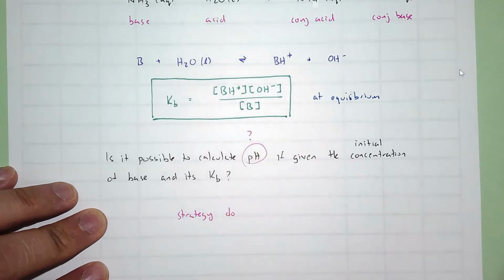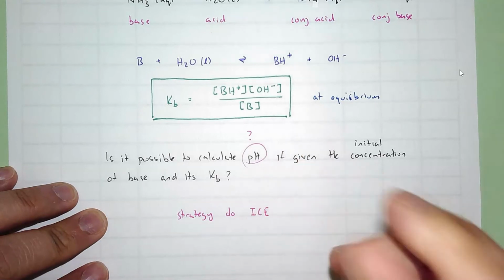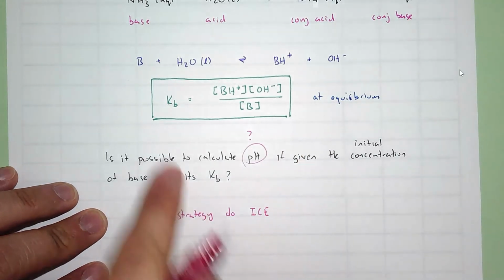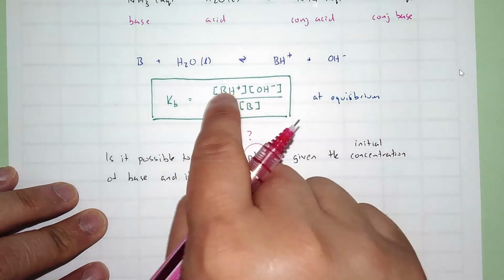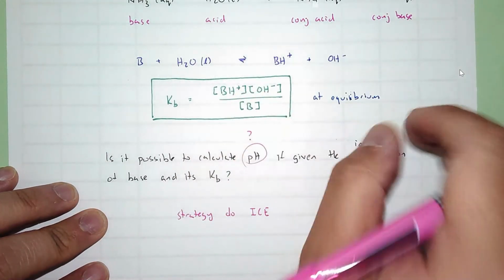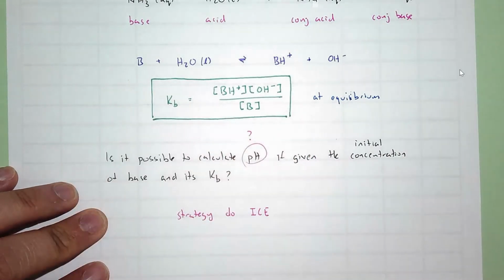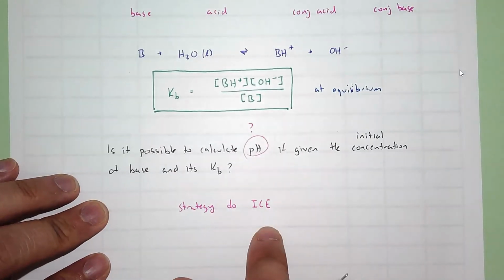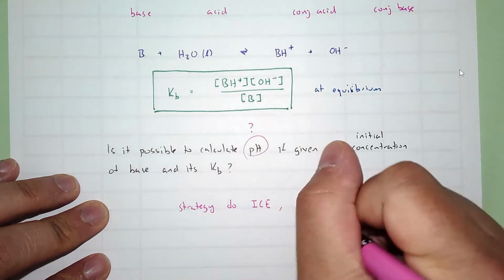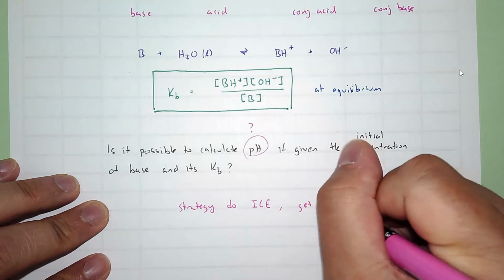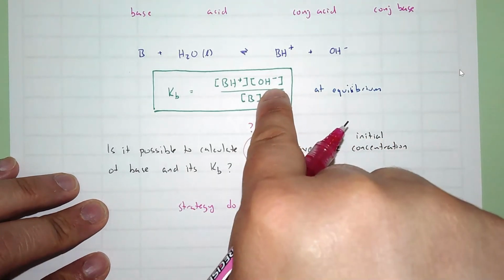The strategy. Again, we're not showing you this explicitly, but let me remind you, if you could do an ICE table and you have this number and you have x, right? You could figure out the plus x and the minus x, okay? And you have the initial concentration. Do the ICE table to figure out what x is. So you do ICE, you get the concentration of OH minus, actually, because it's right there.